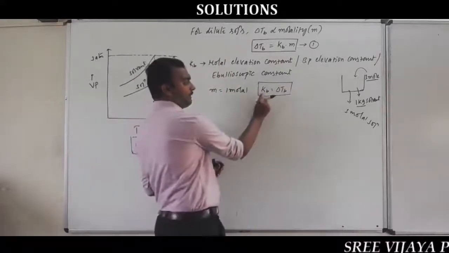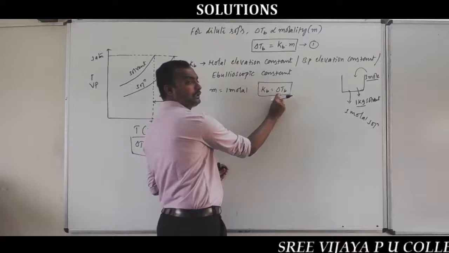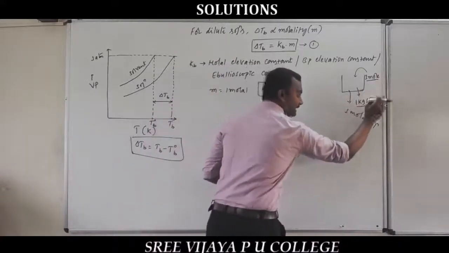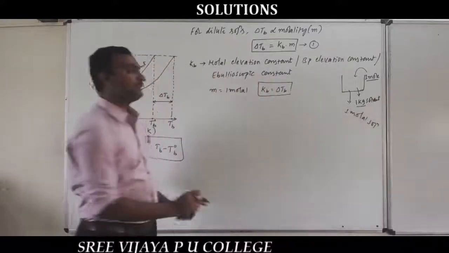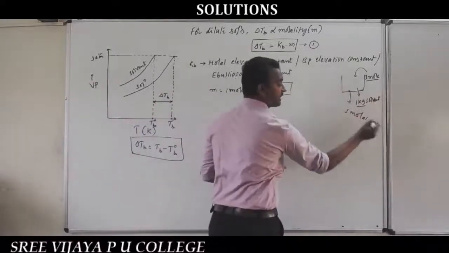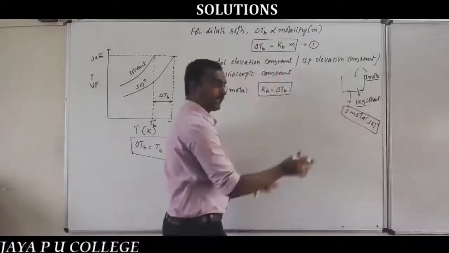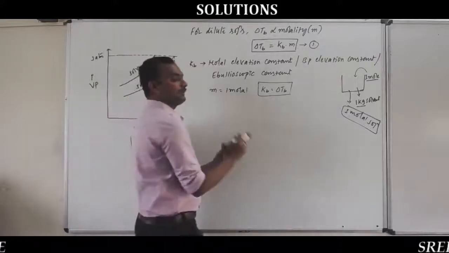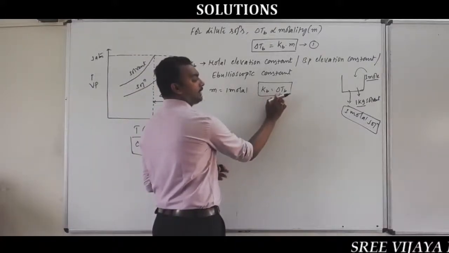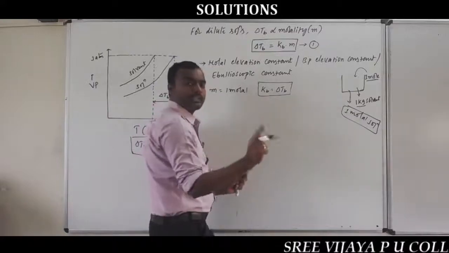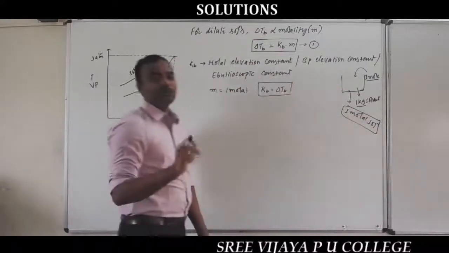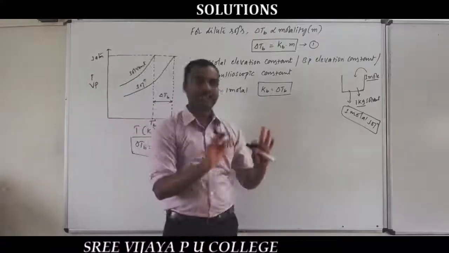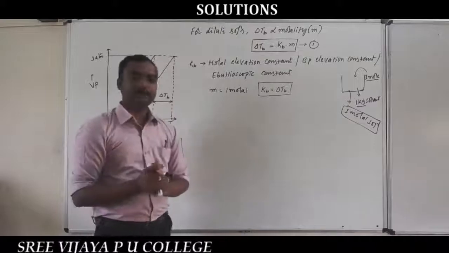Kb is the elevation of boiling point of solvent observed when 1 mole of solute is dissolved in 1 kg of solvent. So if 1 mole of solute is dissolved in 1 kg of solvent, what do we get? 1 molal solution. That means in a 1 molal solution, how much has the boiling point elevated? So again, Kb is defined as the elevation of boiling point of solvent observed in a 1 molal solution. If you check how much elevation of boiling point occurs in a 1 molal solution, that is itself Kb. So that's about the concept of ebullioscopic constant.